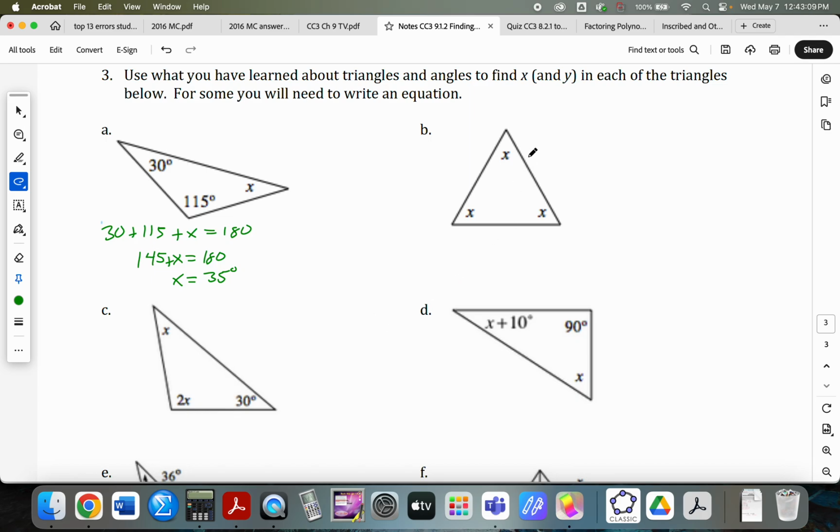All right, let's take a look at this one. This time they didn't give us any of the angles directly, but we know that x plus x plus x is 180. So 3x is 180 when we group the like terms, and so x has to be 60 degrees.